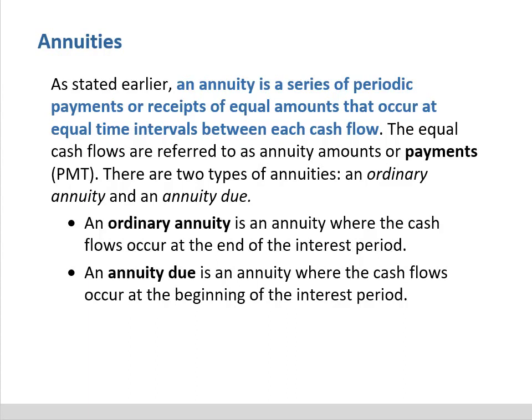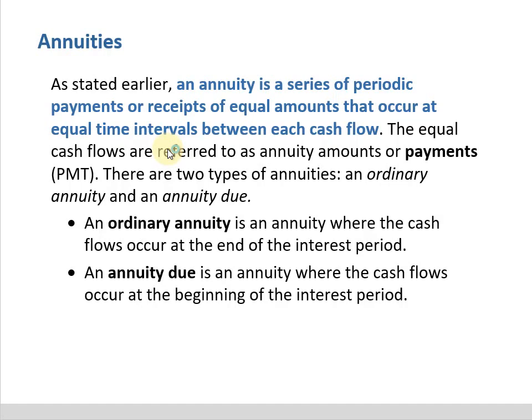Our previous examples involved single deposits or withdrawals, so we were using the tables for single sum factors. Now we're going to change gears and discuss annuities. As you probably recall, an annuity is a series of equal periodic payments, and those payments occur with equal amounts of time between them.